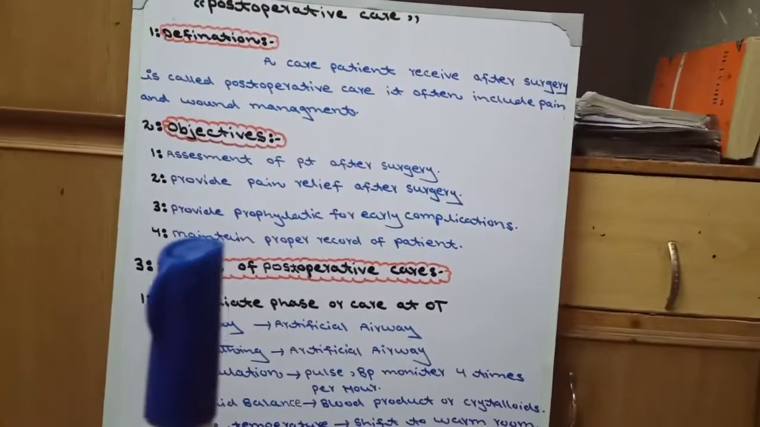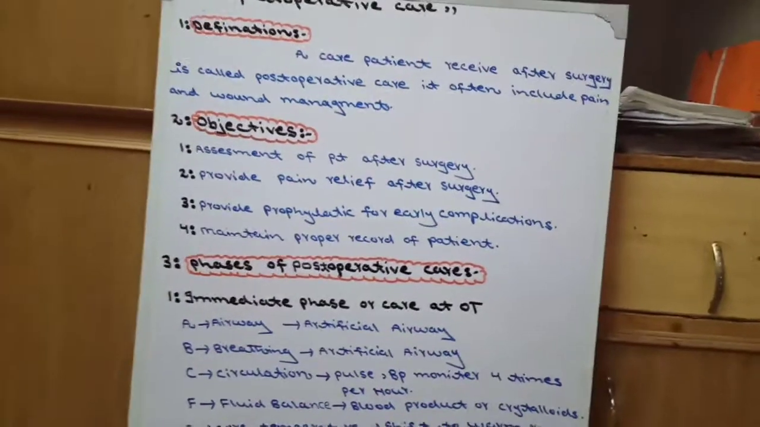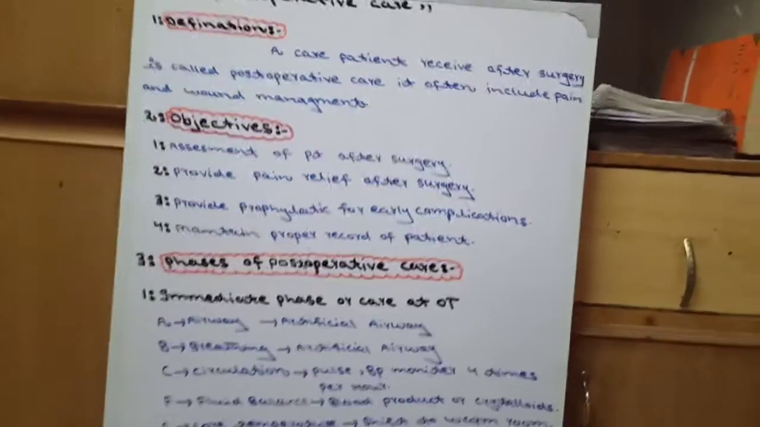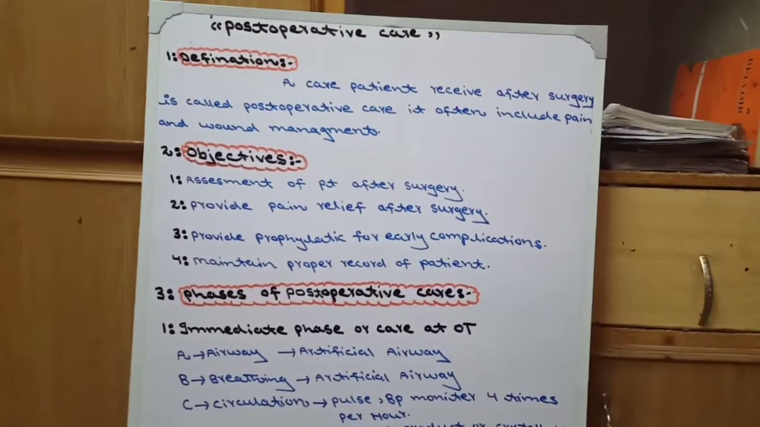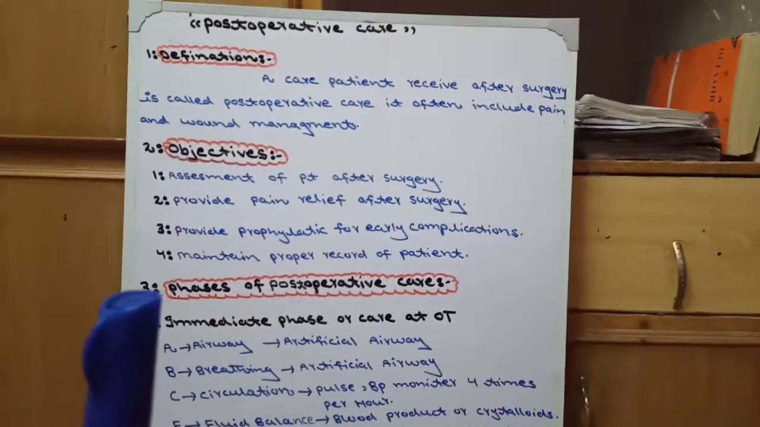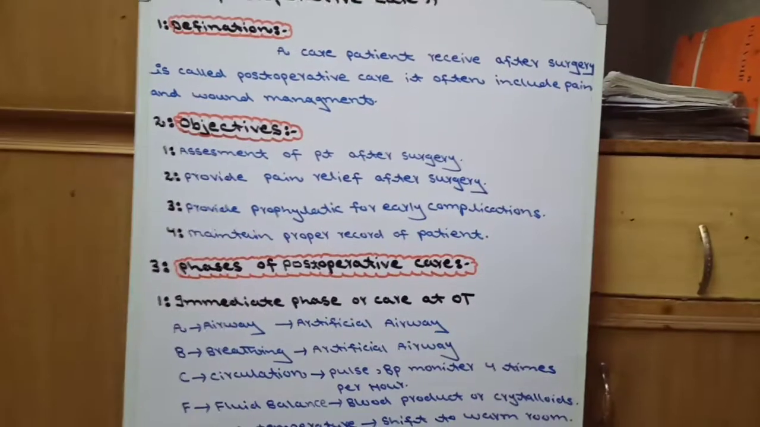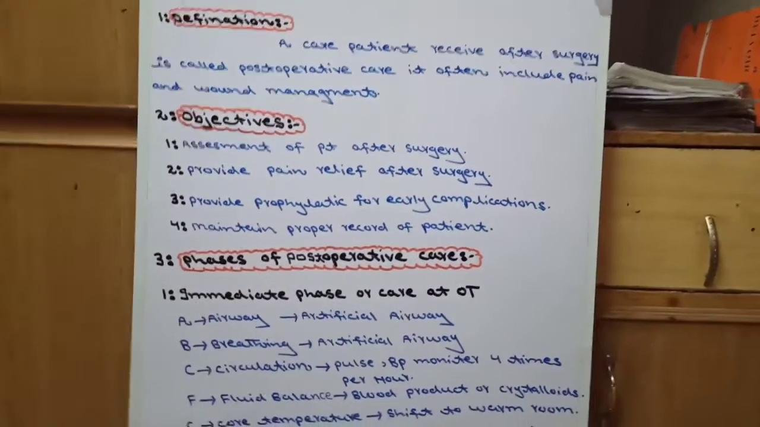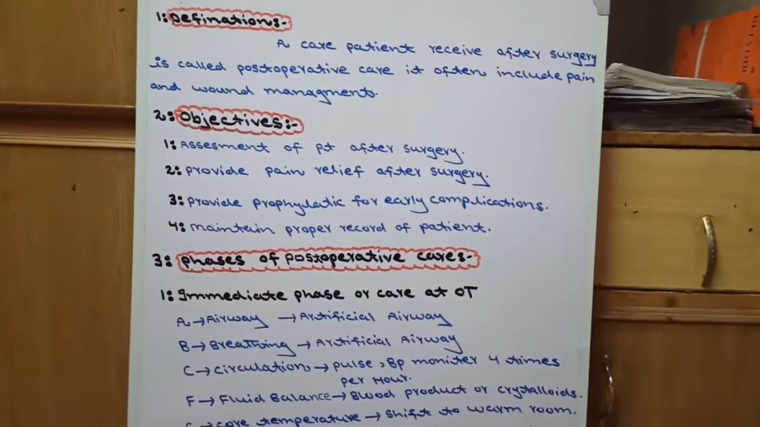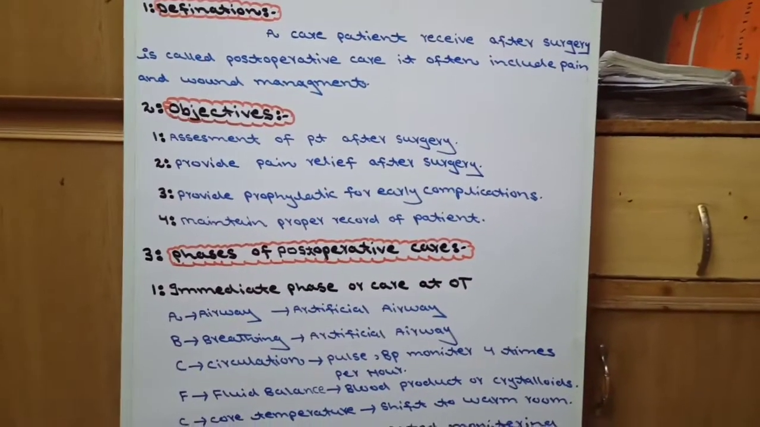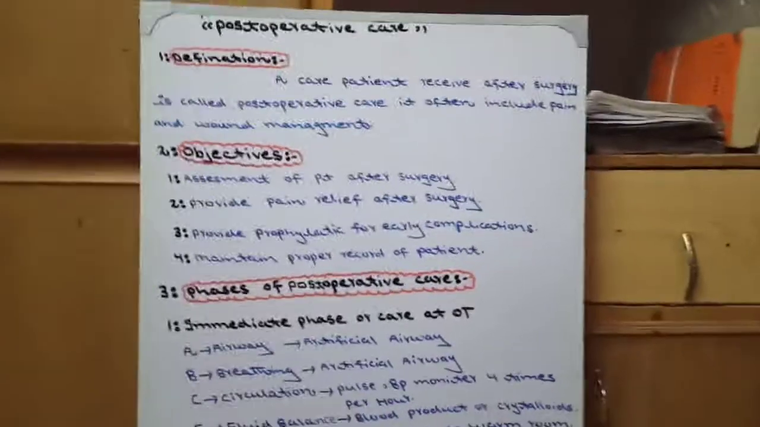Number three, provide prophylaxis for early complications. For early complications of surgery, providing prophylactic treatment is the third objective of post-operative care. Number four, maintain a proper record of the patient, like history, examination, pulse, BP. This record maintenance is the fourth objective of post-operative care.